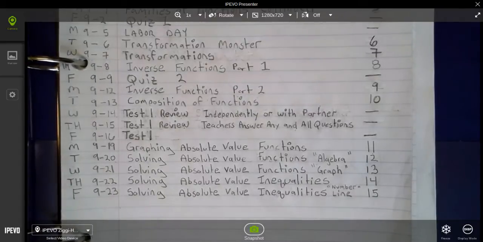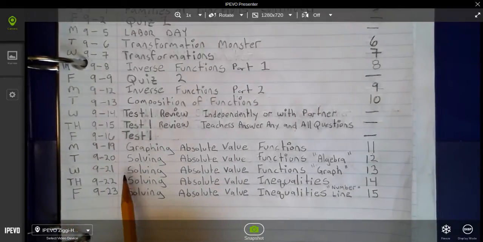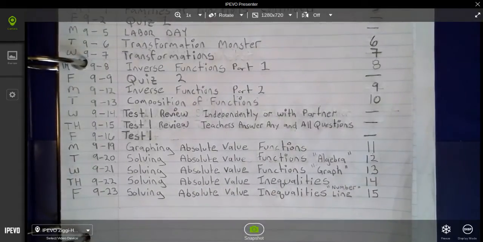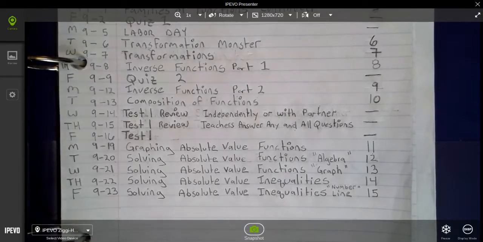Welcome again, Wildcats. All right, so today we're looking at Wednesday, September 21st, solving absolute value functions. I'm going to do that graphically, and that's going to be on page 13. So if you would, pause the video and update your table of contents. All right, now that your table of contents are updated, let's go on to page 13.